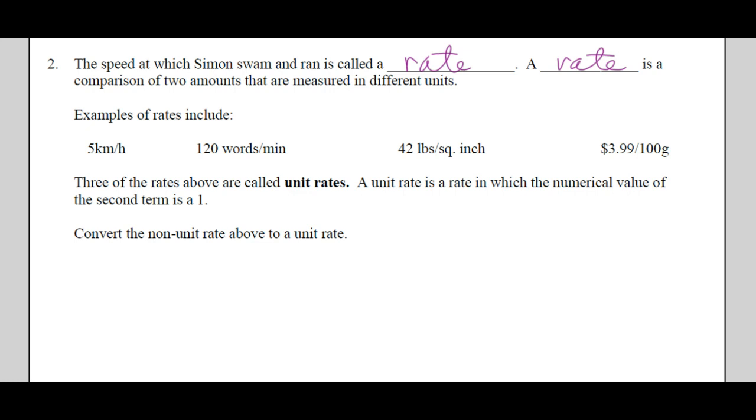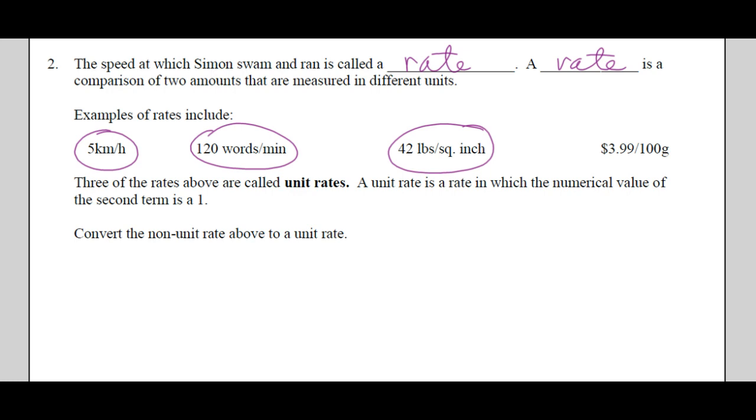We haven't skipped ahead. No, that's good. Okay. A unit rate is a rate in which the numerical value of the second term is a 1. So which of these are unit rates? Is this a unit rate? Yes. Actually, let's just circle them. Is this a unit rate? Yes, because it's per 1 square inch. Is this a unit rate? No, because it's per 100 grams, right? So, not a unit rate.